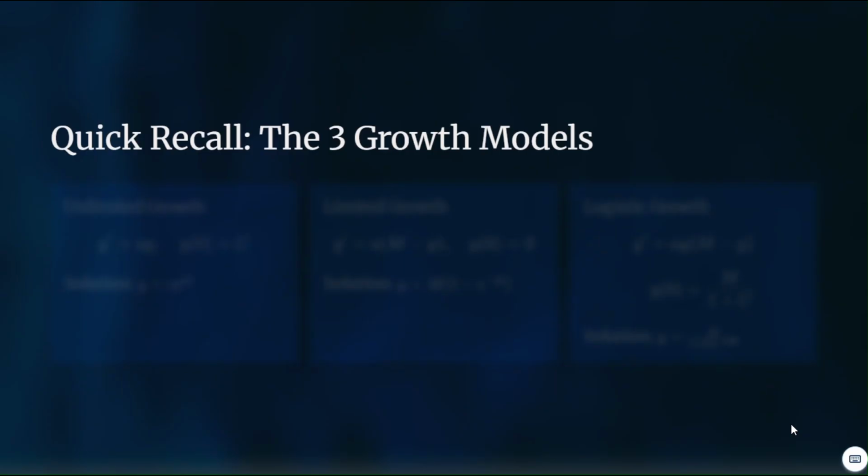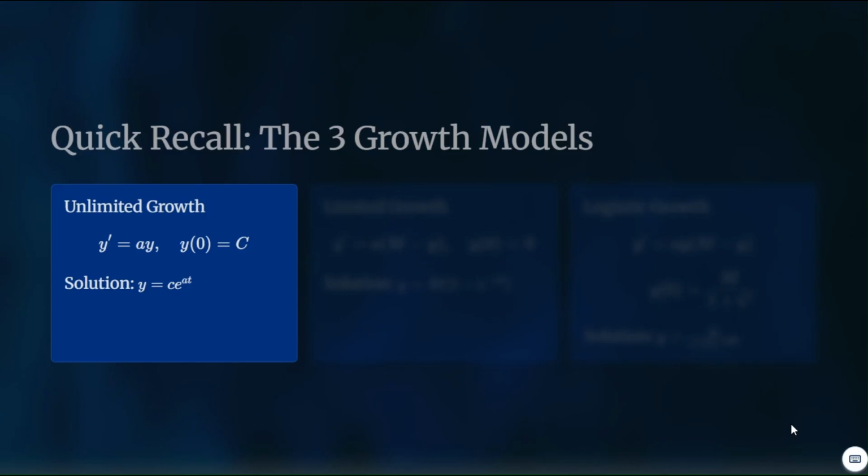Recall the three growth models. Unlimited growth, where the growth is proportional to the current size. So y prime will be equal to a times y. And if the initial condition y of 0 equals c, then the solution will be y equals c times e to the power at.